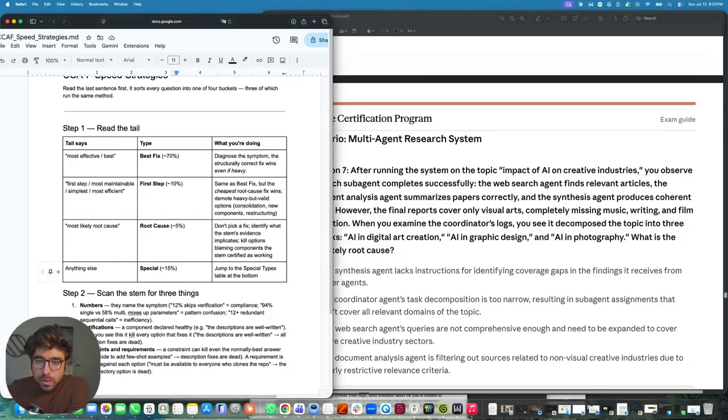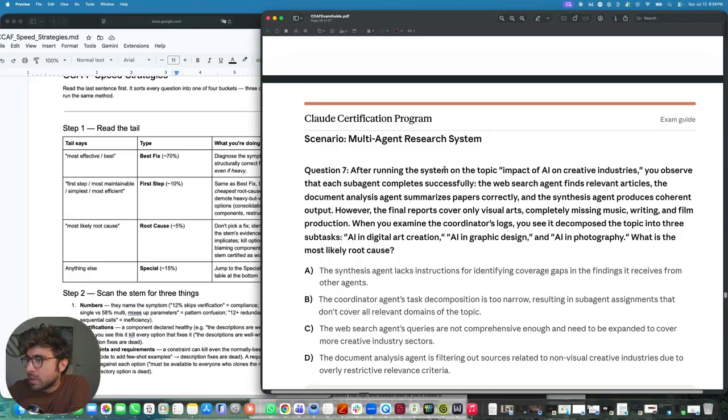So step number 2, now that we've figured that out, is to go into the question, and we want to read the stem and look for if there's any certification and if there's any evidence here. And so right off the bat, we are skimming. After running the system on the topic, impact of AI on creative industries, we observe that each sub-agent completes successfully. Okay, so boom, right here that says you observe that each sub-agent completes successfully. That is a certification. We heard that some part of this is working correctly. It's healthy.